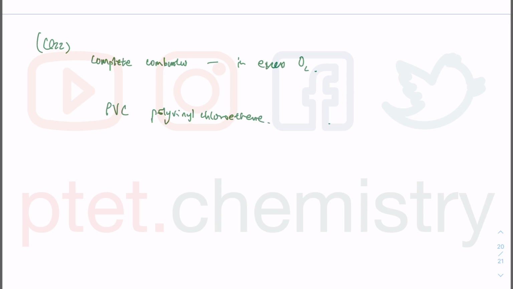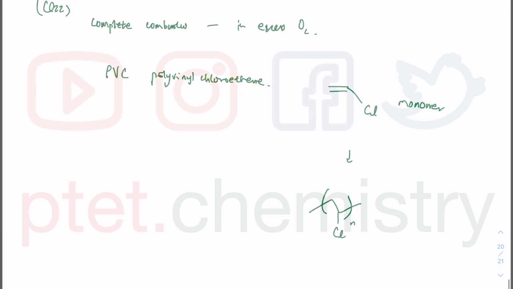In the next question, 22, which statement is correct when you are referring to complete combustion? So we're talking about complete combustion, so that means in excess oxygen. And we're talking about PVC, which actually stands for polyvinyl chloride. So your monomer consists of this. This is your monomer. And therefore your polymer consists of this, which is basically PVC. Or you can draw it like this, where it's open chain and then H and Cl.